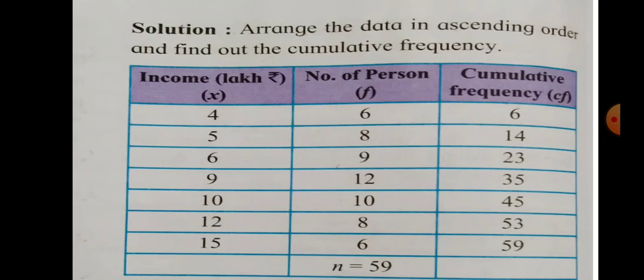For that you have to go to the cumulative frequency column again, where 45 comes in the cumulative frequency, with the corresponding value of x equal to 10. So the size of the 45th observation lies in CF equal to 45 with the corresponding value of x equal to 10. Therefore, Q3 is equal to 10 lakhs. Okay, so what is the answer? Q1 is equal to 6 lakhs and Q3 is equal to 10 lakhs.